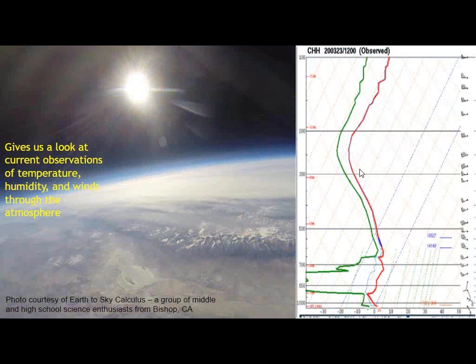In this case, what you can see, the green line is the dew point temperature. You can see there's a mid-level dry air layer, because the dew point is way low.